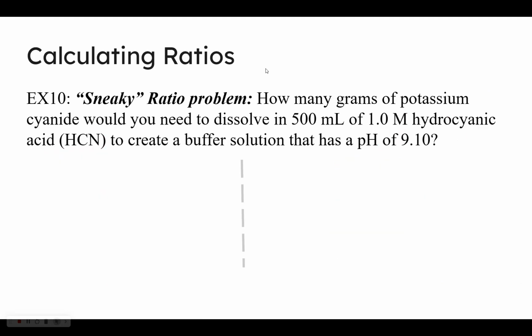So here, example number 10. This question doesn't actually ask for the ratio. It asks you to find how many grams of our conjugate, grams of potassium cyanide, I'd need to dissolve into a certain amount of my hydrocyanic acid to create a buffer solution, with my target pH being 9.10. So it doesn't say to find the ratio, but that's what we need. We know how much of our weak acid we've got. We're going to use the ratio that we solve for in order to figure out how much of our conjugate we need to put in there.